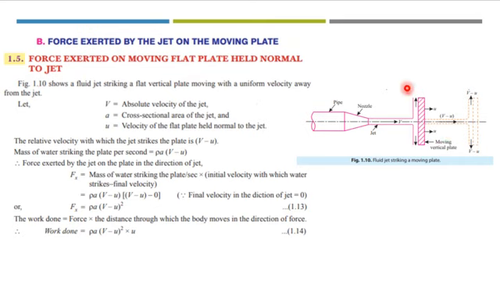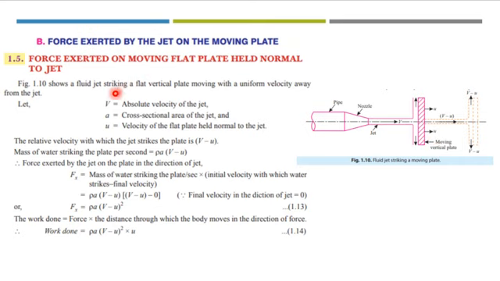You can see in this figure there is a pipe with a nozzle at the end, and a jet is issued from this nozzle. This strikes a flat plate which is held normal to the jet, meaning it is at an angle of 90 degrees to the jet, and it is moving with velocity u. The velocity of the jet is v and the velocity of the plate is denoted by u.